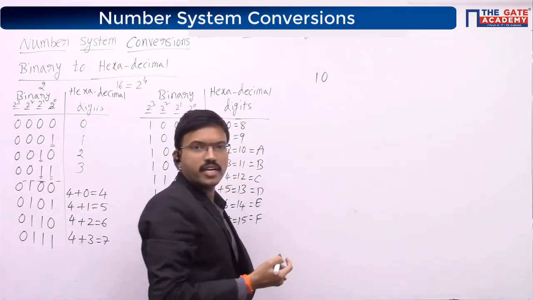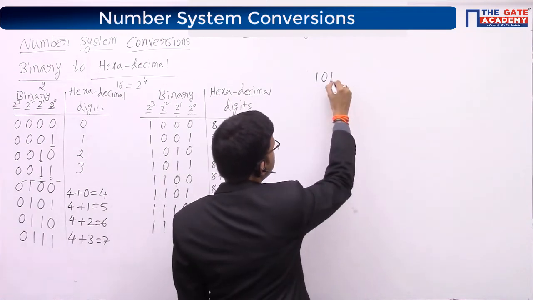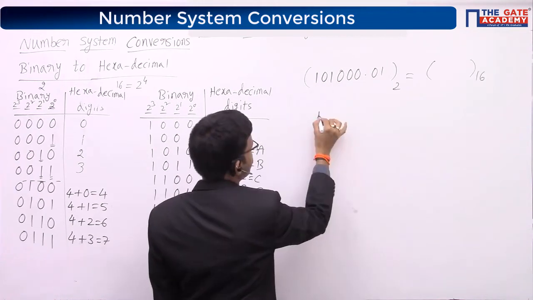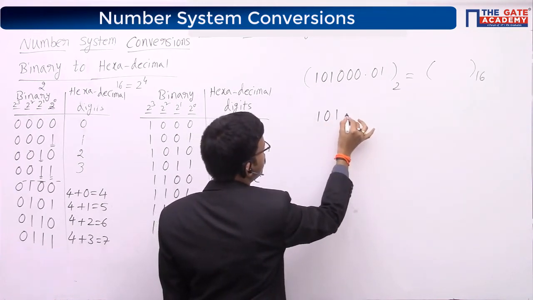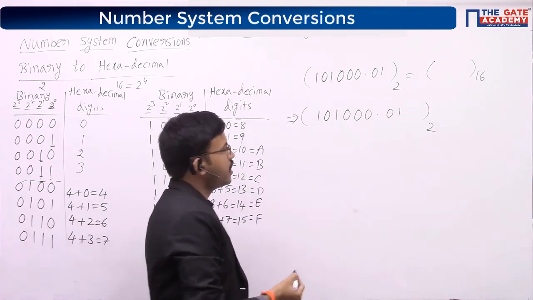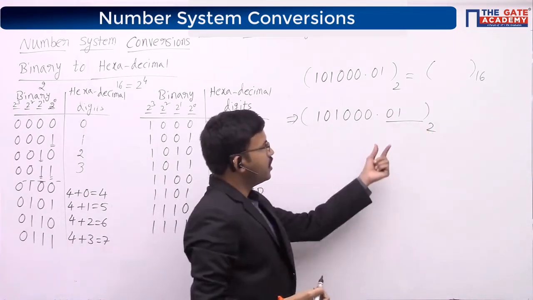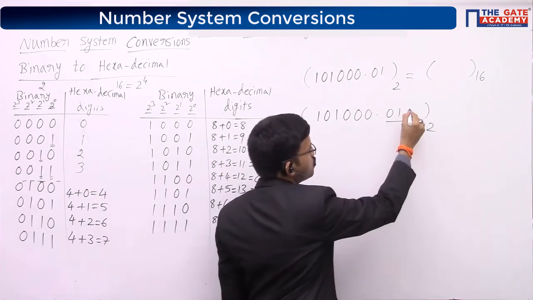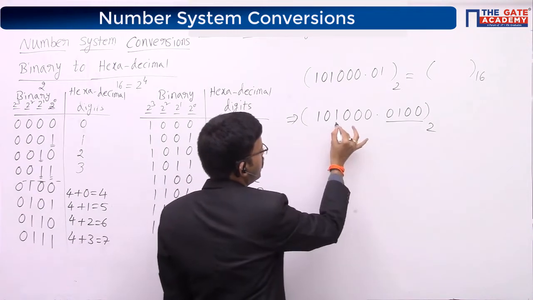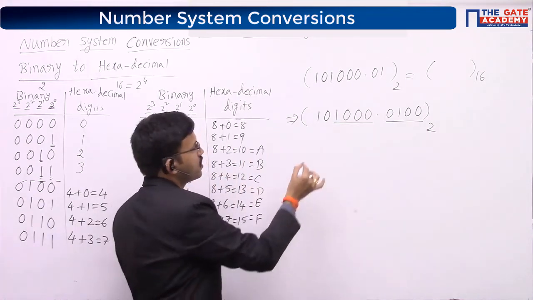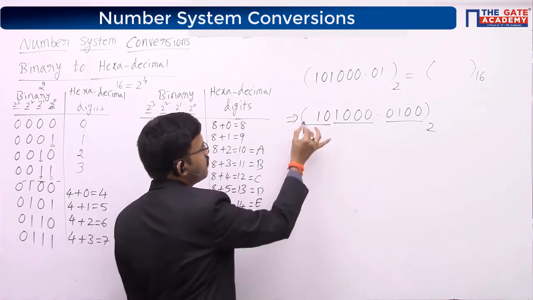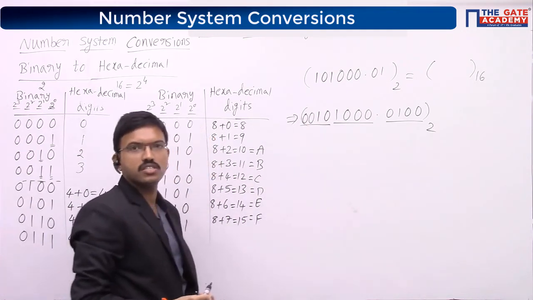Now I am directly considering the real number 101000001 base 2, the given number. Here I will do the grouping of 4 bits. Here I am having only 2 bits, so I will put 2 zeros. The equivalent value doesn't change. Here I will do the grouping of these 4 bits, and here I want to do the grouping of 4 bits, but I am having only 2 bits, so I will place 2 zeros. The equivalent value doesn't change.